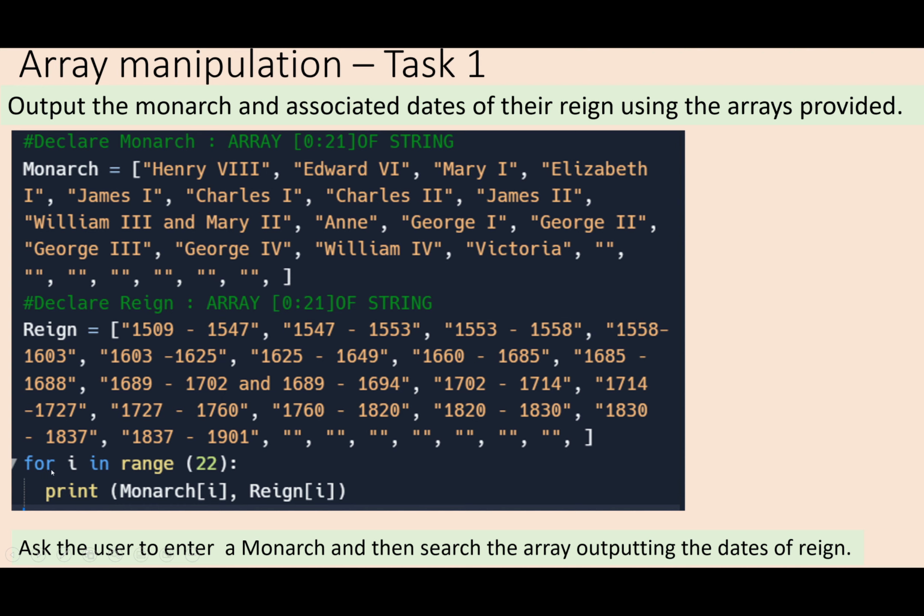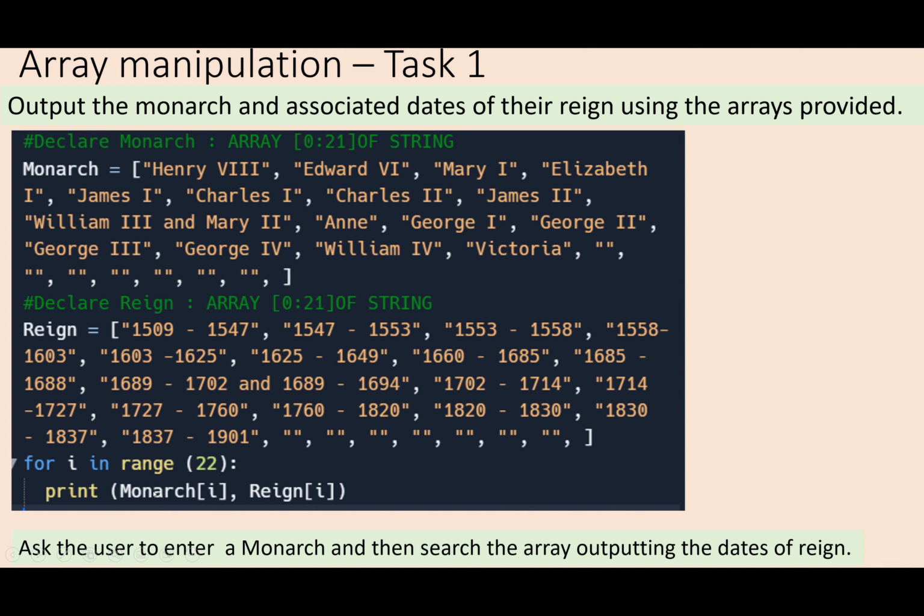Okay, so we're just going to have a loop, for i in range. Now I counted them as 22, but you would all know it's probably better to do for i in range len(monarch) or len(reign). They're both the same length, which will be 22. And print monarch i, reign i. So it'll be monarch 0, which is Henry VIII, reign 0, 1509 to 1547, and then it'll be 1, which is Edward VI, 1547 to 1553, and so on and so forth.